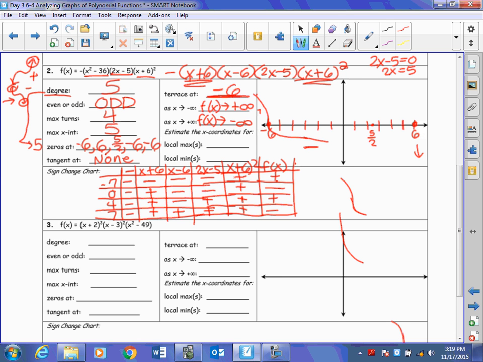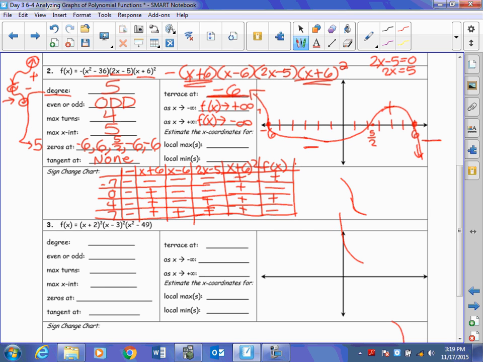All right, the next one's going to be positive between 5/2 and 6, which makes sense. I'm going to cross through here and come up. And then it says 7 is negative, which tells me I'm going back down. And there's my sketch. So now all I have to do is my local max and my local min.